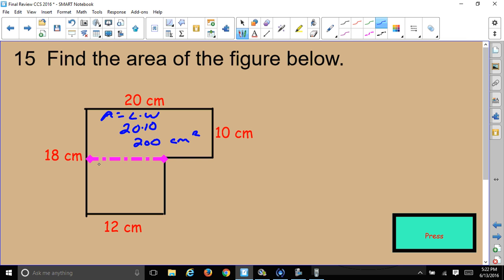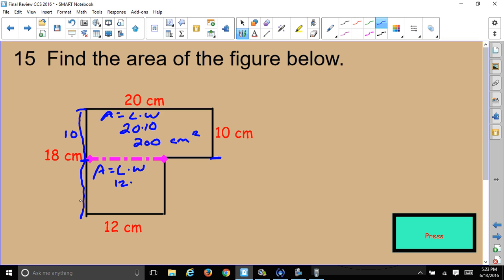So now I have to find this bottom rectangle. Down here I got 12, so again, area equals length times width. So I got 12 times the width. Now be careful. The width looks like it would be this whole long line here of 18 centimeters. But take a look. It cut off right at this spot, and that spot right there was 10 centimeters worth. So from here to here is 10 centimeters.